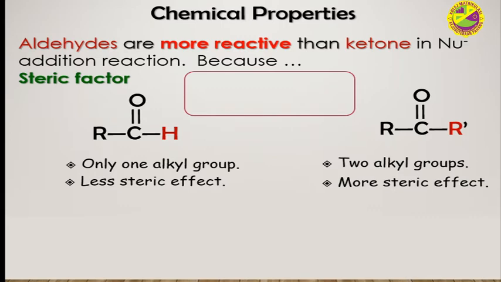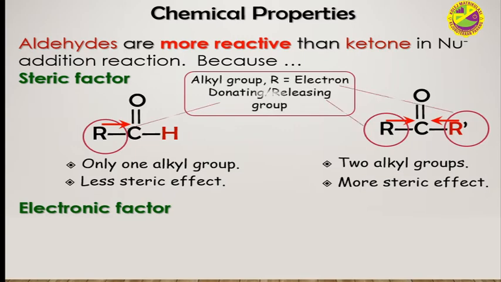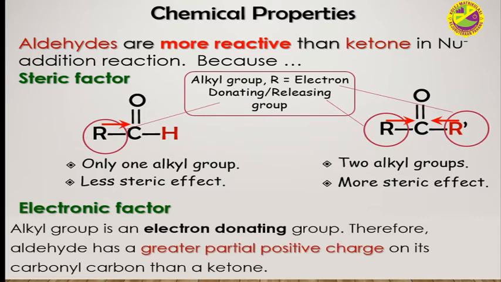The second factor is electronic factor. Since aldehyde has only one alkyl group, but ketone has two alkyl groups, this means that ketone has more electron donating groups than aldehyde. So, the aldehyde will have a greater partial positive charge on its carbonyl carbon than a ketone because it has only one alkyl group that acts as an electron donating group.